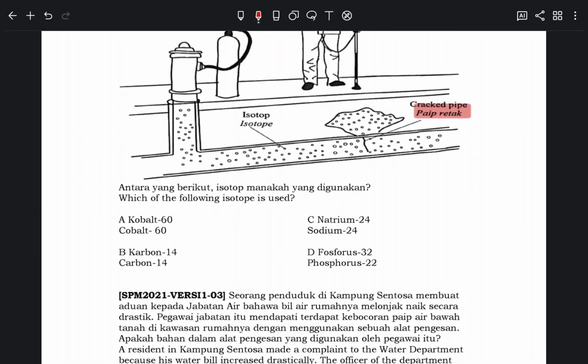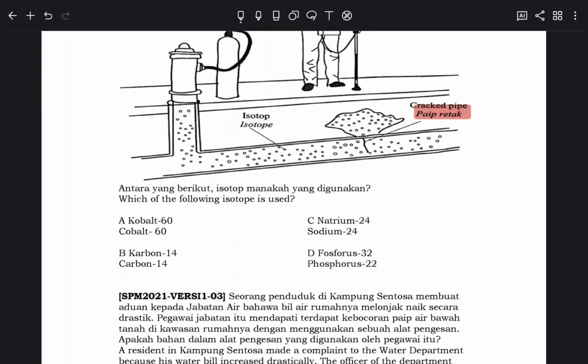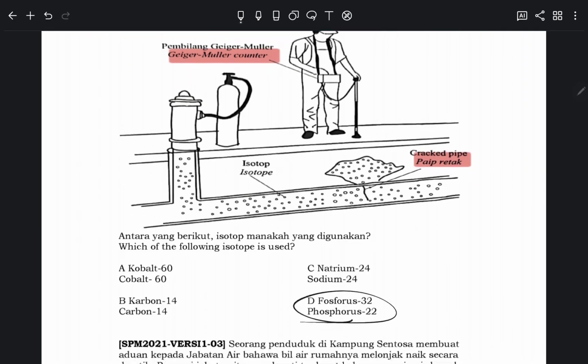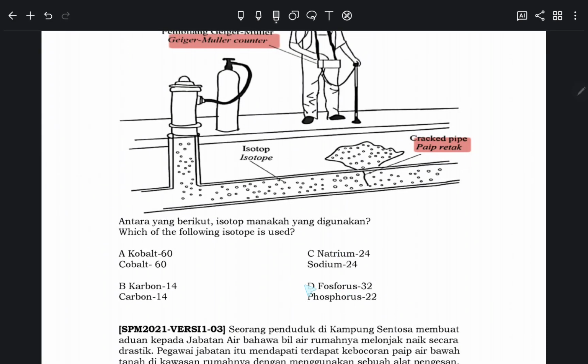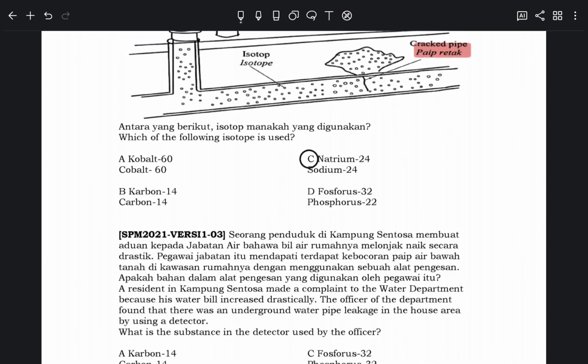So the correct one is which one? Most of the students say phosphorus 32 because just now we used Geiger Muller for phosphorus. Not like that. Geiger Muller is just like an indicator. We must see the stimulus properly. They say cracked pipe. So if cracked pipe and then we use Geiger Muller, the answer is C. Because Geiger Muller is like a tube, it will show where the leakage is happening.